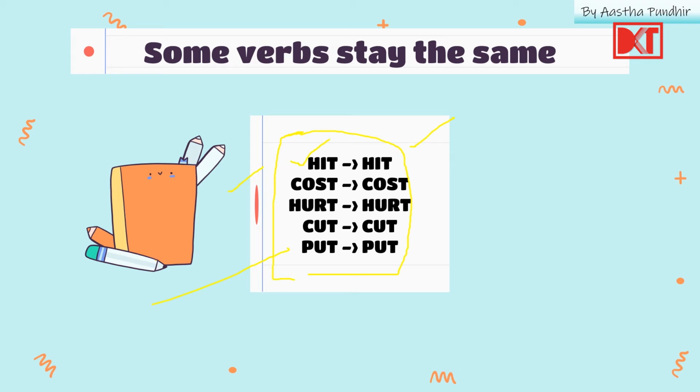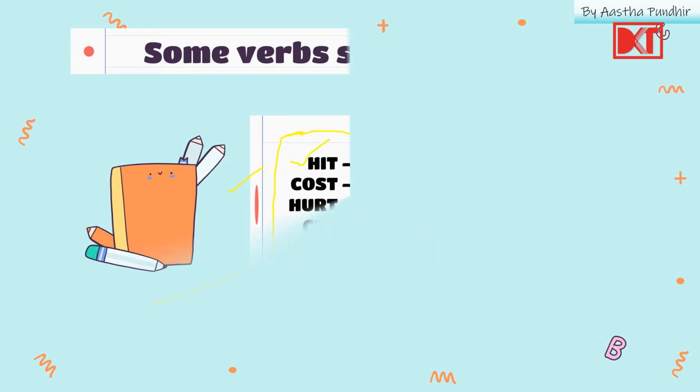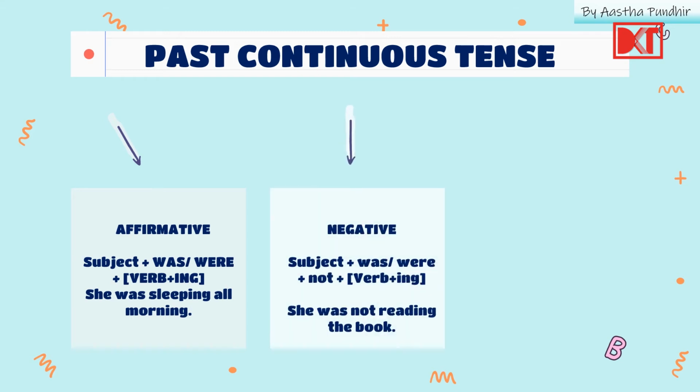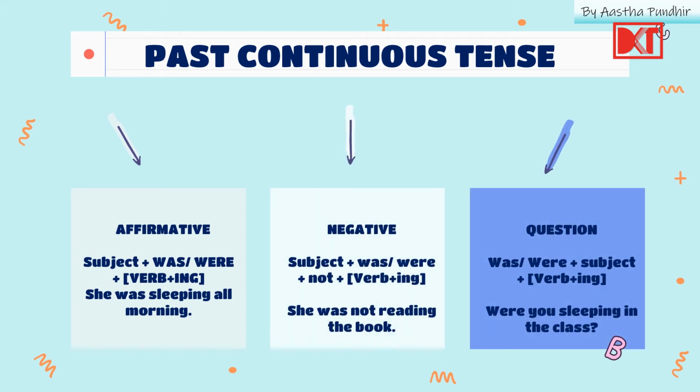All right, now the past continuous tense. First of all, the positive sentences, how are they formed? Subject plus was or were plus verb plus ing. For example, she was, sleep is the verb and ing. She was sleeping all morning.